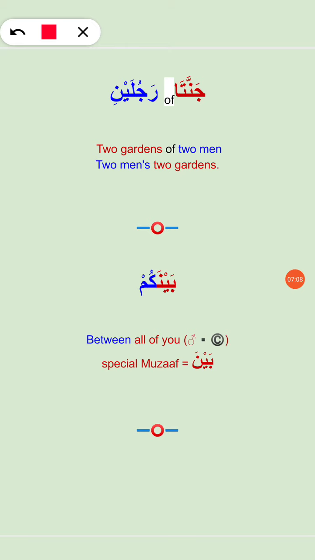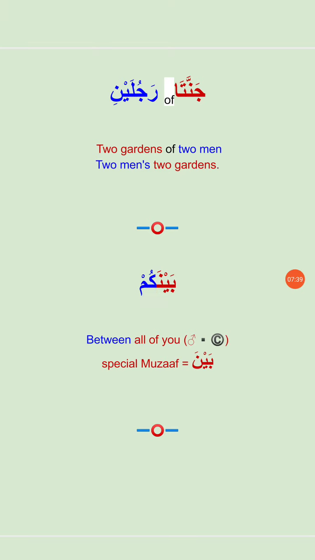Next example, bainakum, baina. This is your special muzaf, and it means between. Now, we touched on this subject of special muzaf very briefly in the third lesson in section B, and we are going to touch on this subject again very soon. But for now, just remember that baina is a special muzaf and it causes the ism next to it to be muzaf ilayh, to be mashhur, and it means between all of you.